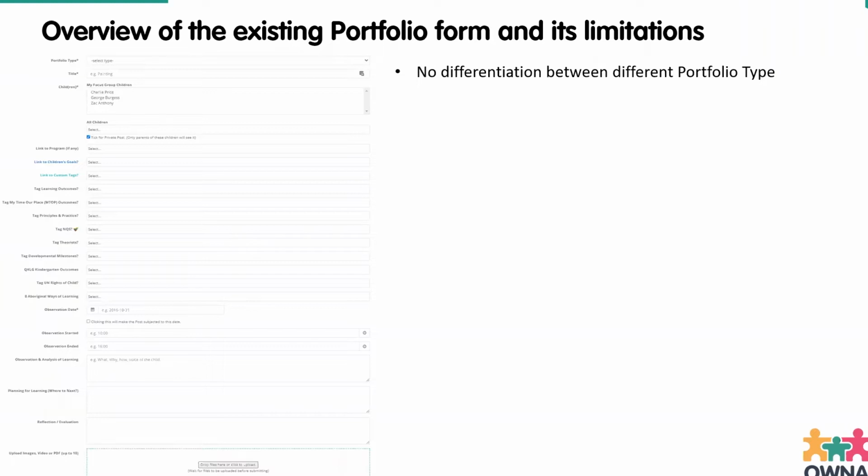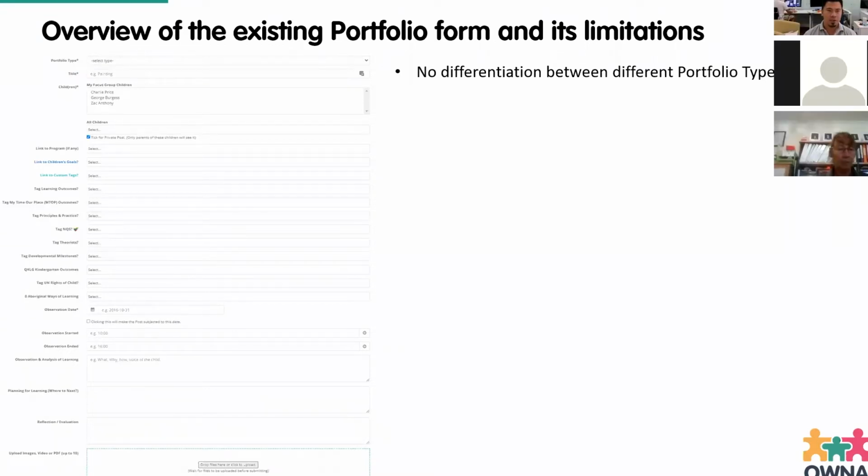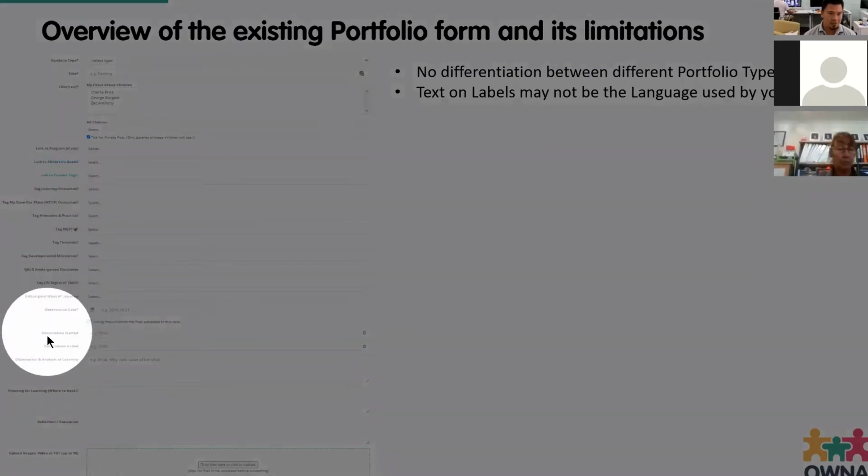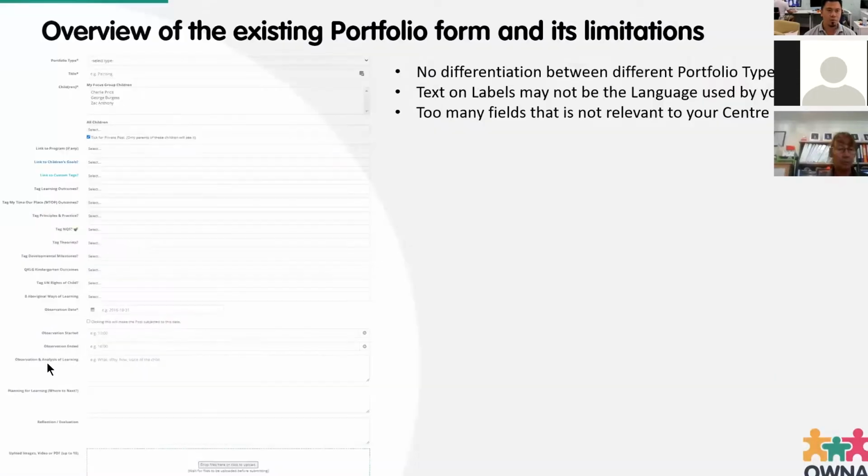So the key issue that we've found here is with that portfolio type, whether you have your observation, learning story, portfolio, amongst other ones, they all look the same. So as much as you wanted to customize it for the way your centers work, it was fairly difficult to differentiate between the different types. One of the key problems in here that Jen mentioned was if you're looking at some of the text, for example, observation, there may not be words that your centers actually use. So you'd be able to customize all of those fields.